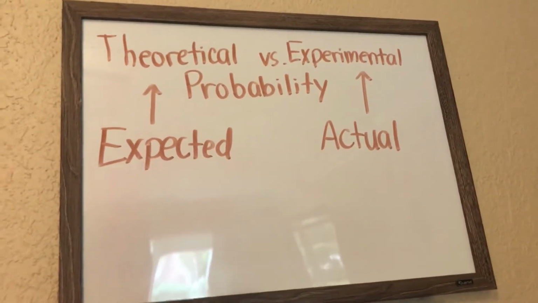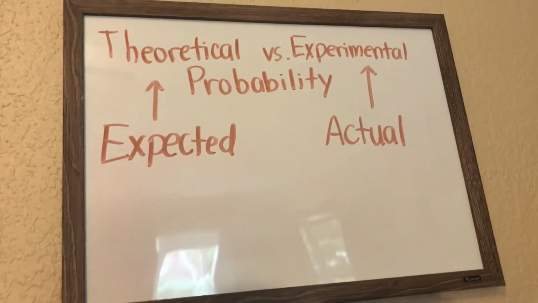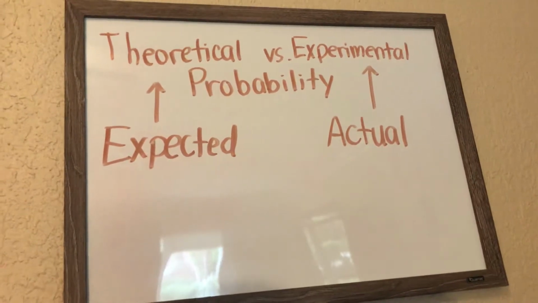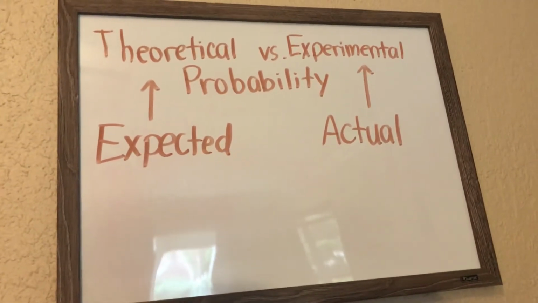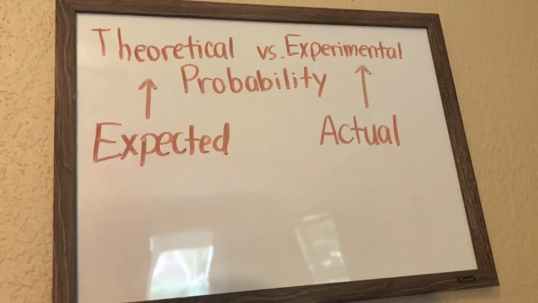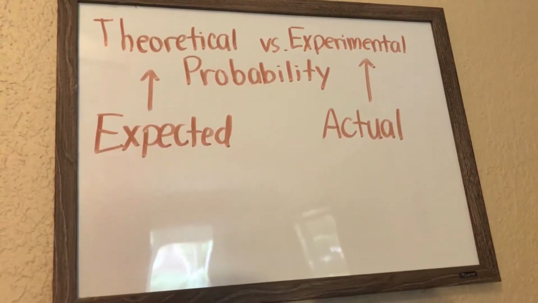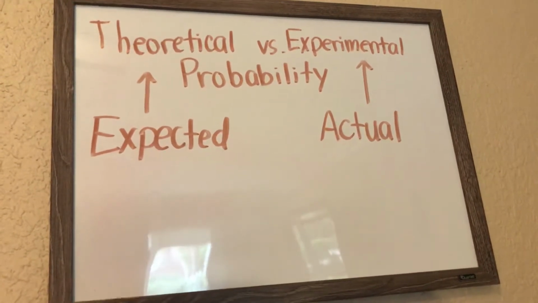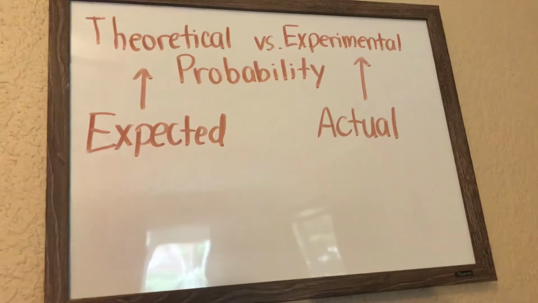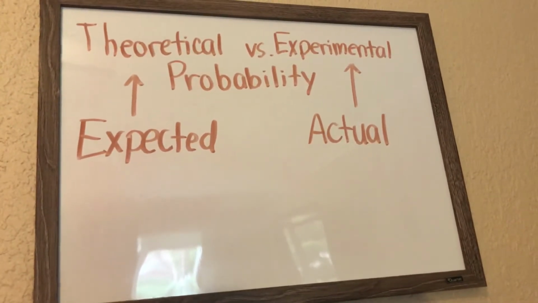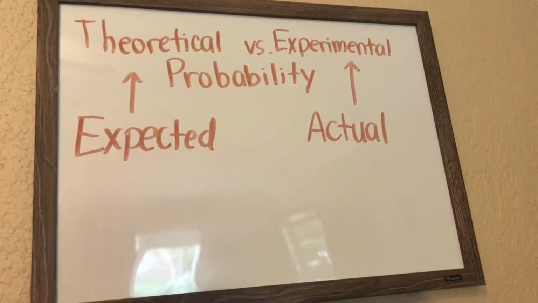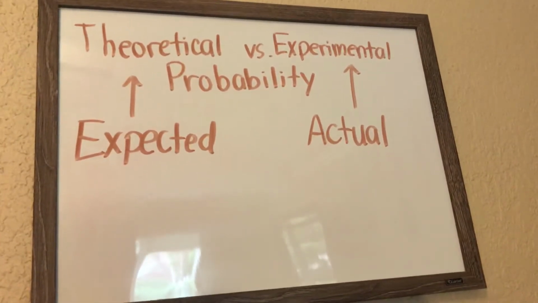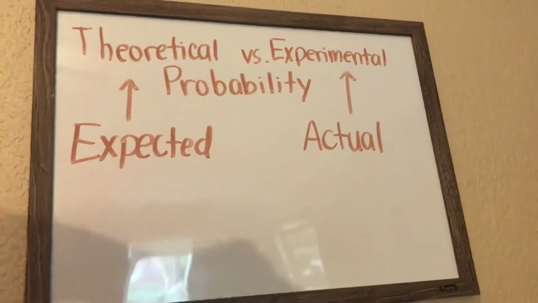So today we're going over what the difference is between theoretical probability and experimental probability. As you can see, theoretical probability is what we expect to happen, and experimental probability is what actually winds up happening. So if we were flipping a coin, about 50% of the time we expect it to be heads, and 50% of the time we expect it to be tails. In reality, that isn't always the case. It could wind up being like 48% of the time it's heads and 52% of the time it's tails. So we're going to do a couple experiments and see what actually happens.